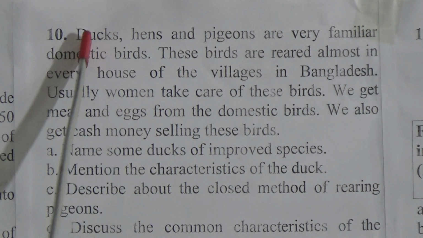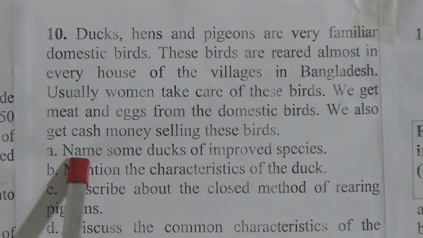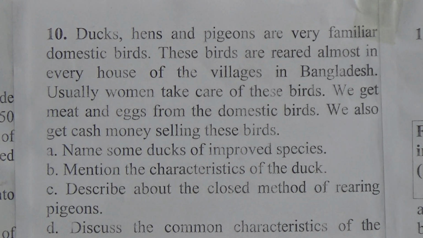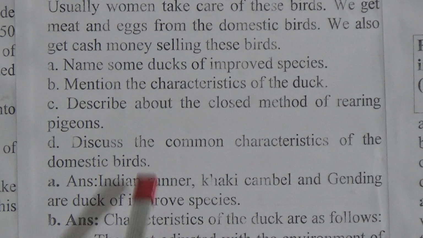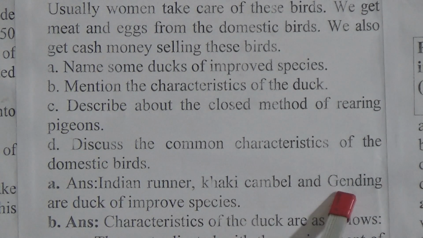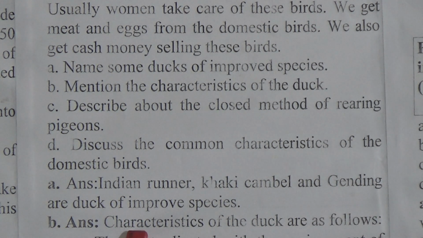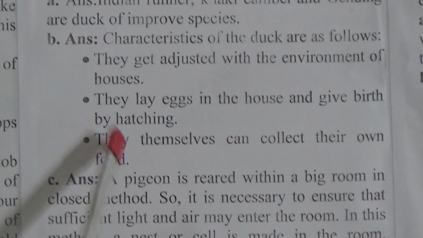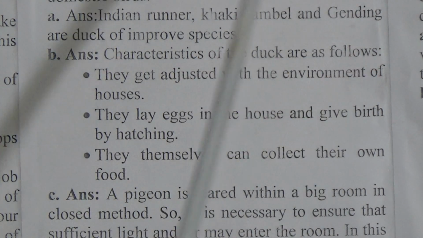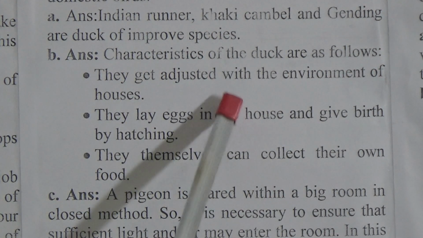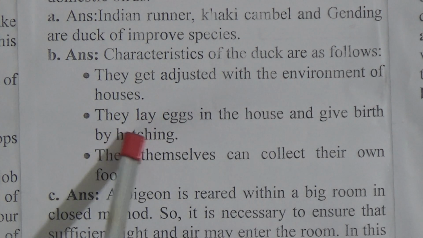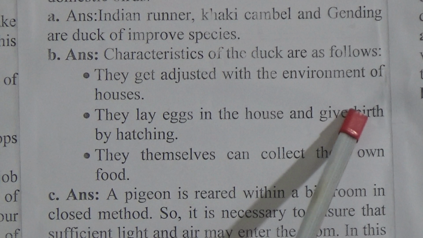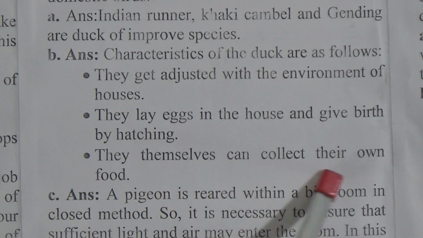This is the stem. Name some ducks of improved species. The answer: Indian Runner, Khaki Campbell, and Jending are ducks of improved species. And number B, mention the characteristic of the duck. There are three characteristics. Characteristics of the duck are as follows: they get adjusted with the environment of houses, they lay eggs in the house and give birth by hatching, they themselves can collect their own food.